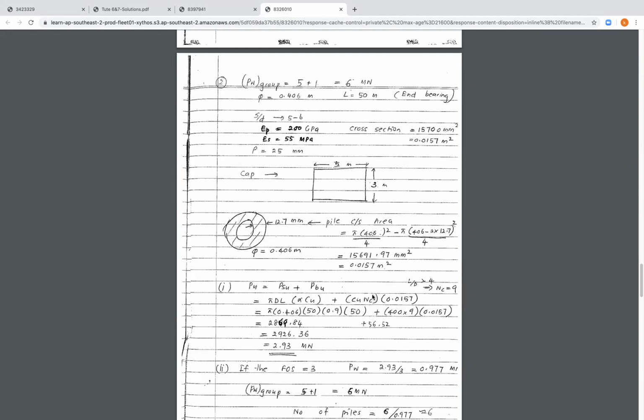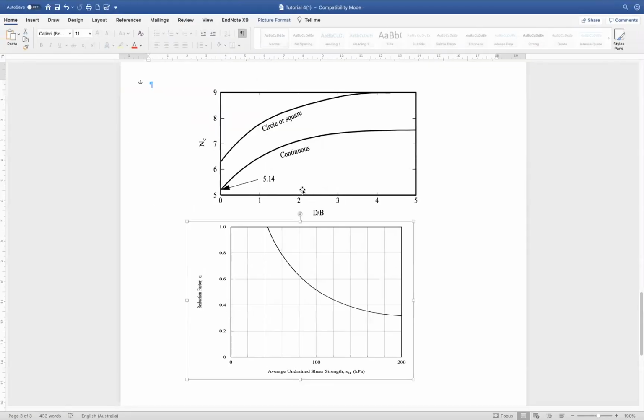NC factor is a function of L over D. So we need to find the length over diameter ratio. We take it to this chart, and then we draw a vertical line until we cross either the continuous, or the circle, or square curve, depending on the cross-section of the pile. In our case, we have a circle, so we're going to use the upper curve here. Once we find the value of the length of the pile over the diameter, we draw a vertical line until we cross the curve. As you can see, anything more than 4 will give us an NC value equal to 9.